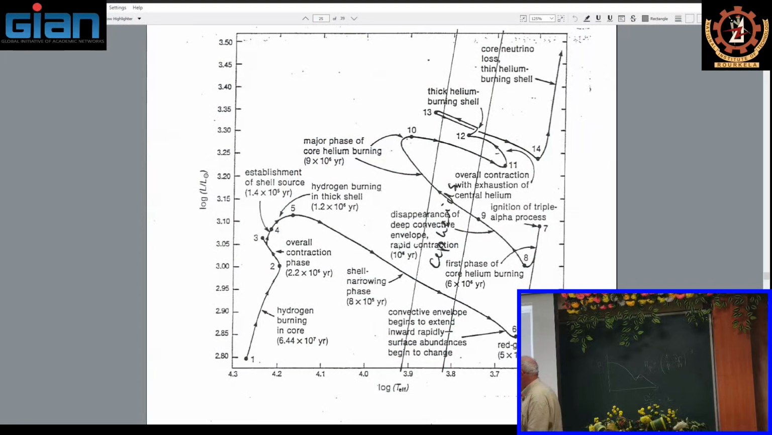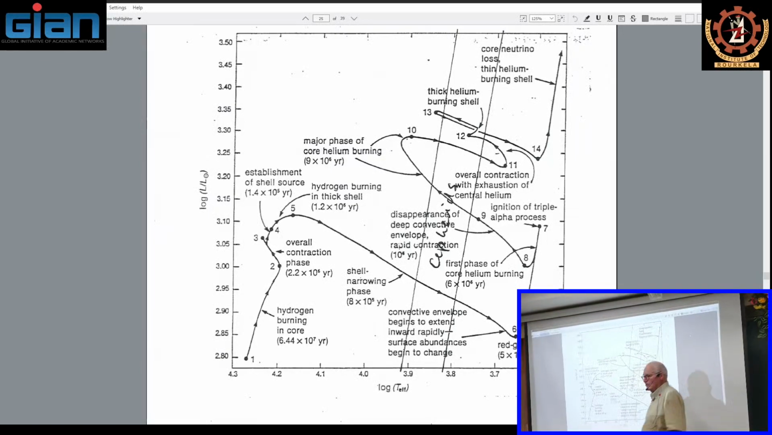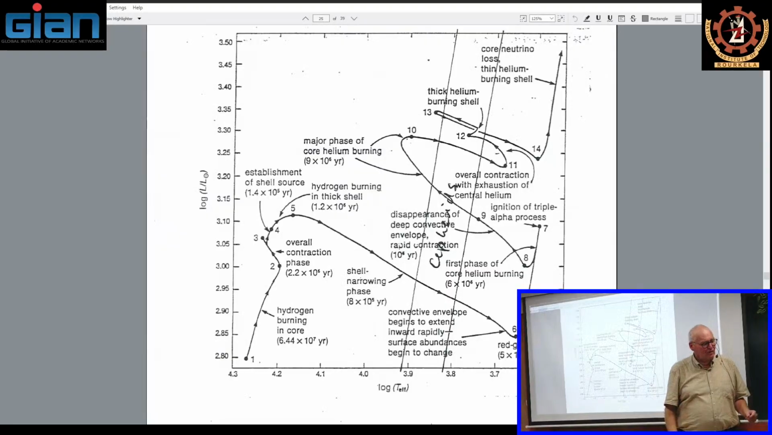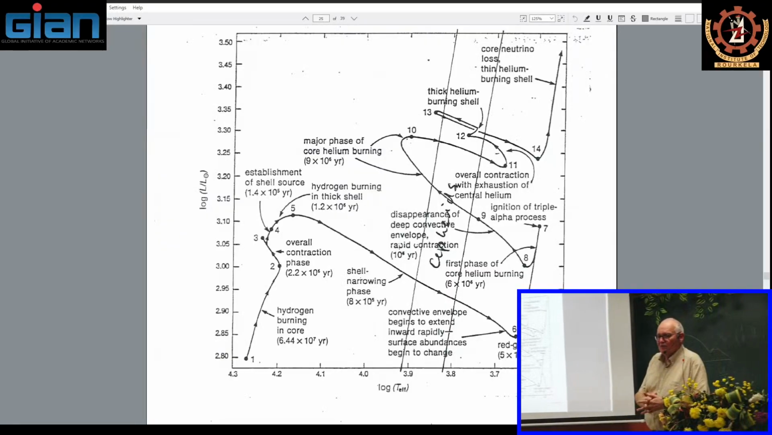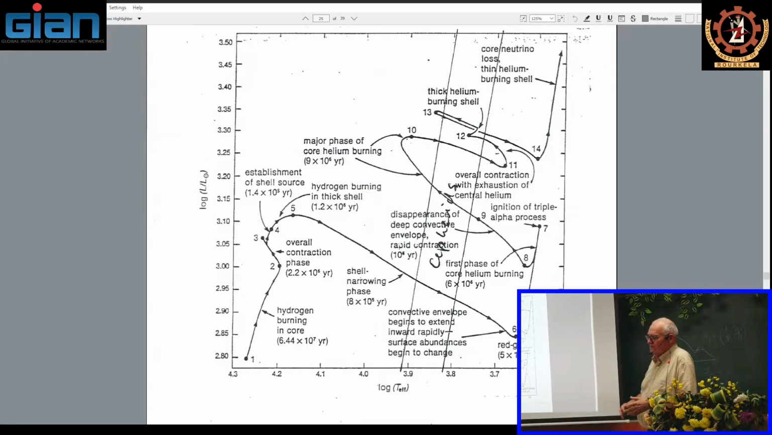Evolution starts on the zero-age main sequence. This is point 1 here. This is the evolutionary track, the evolution followed for a 5 solar mass star from the very beginning, from the zero-age main sequence.